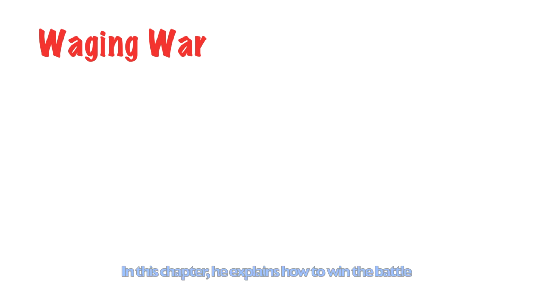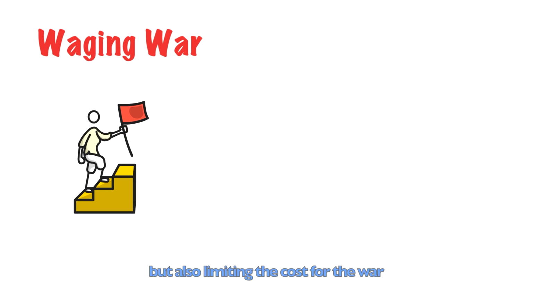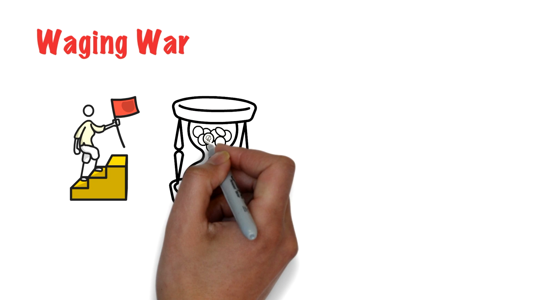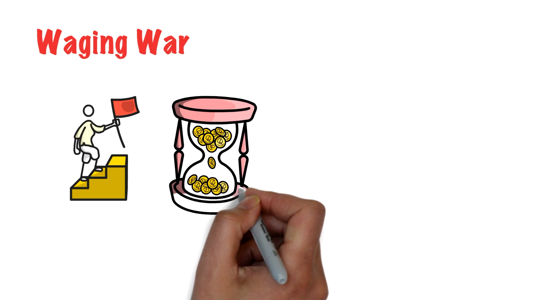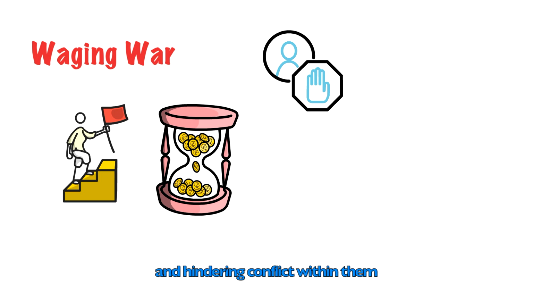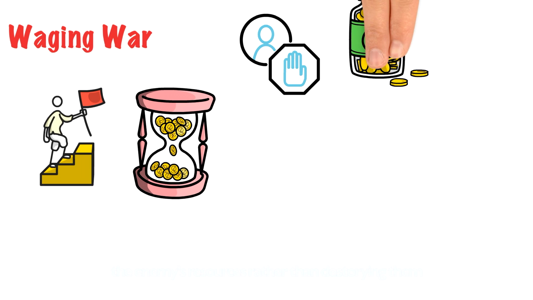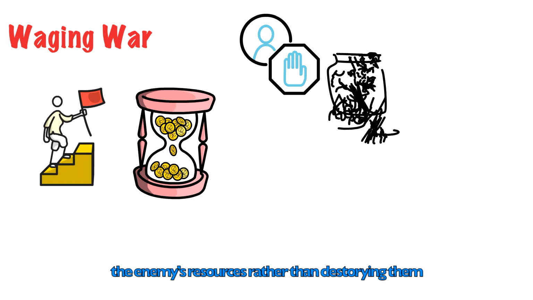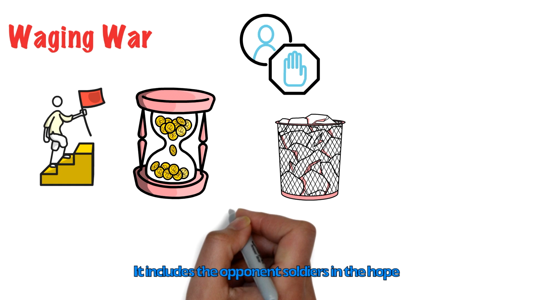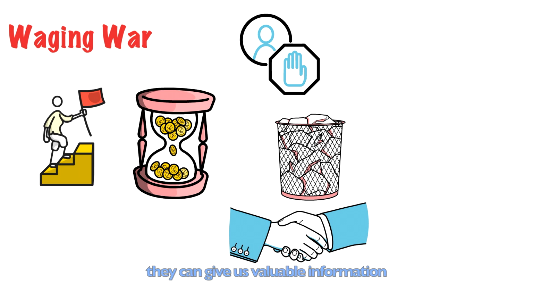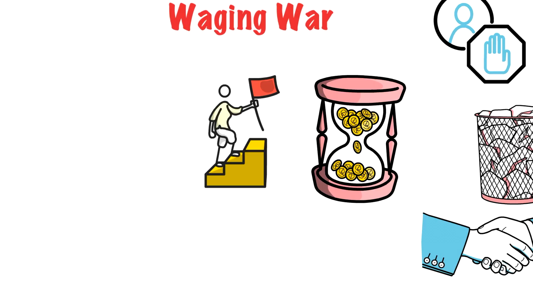Waging war. In this chapter, he explained how to win a battle as quickly as possible while also limiting the cost of the war and hindering the conflict within. Other than that, this chapter talks about how we use the enemy's resources rather than destroying them. It includes the opponent's soldiers in the hope they can give us valuable information.